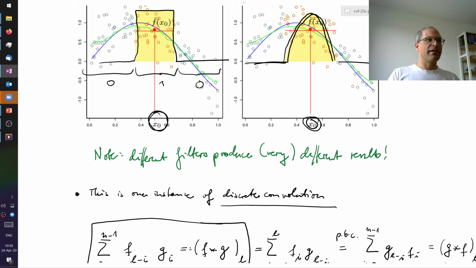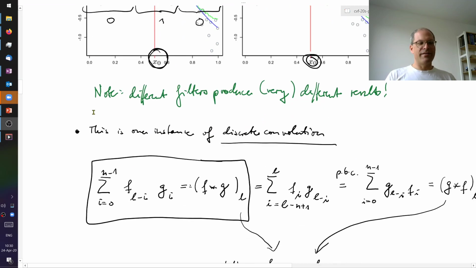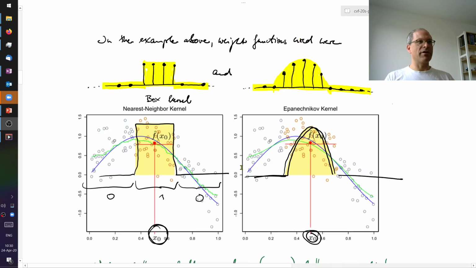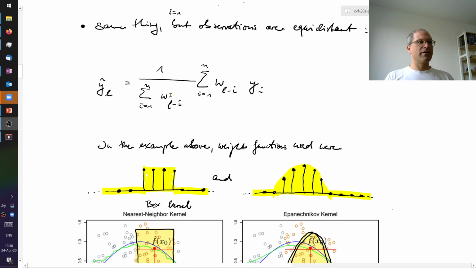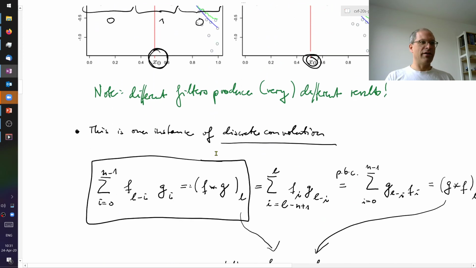All right, now what we have seen, and this is why I talked about this at length, is one example of a discrete convolution. So let's look at this formula again. Ignoring the normalization, what we have is a summation over i, and then there is L minus i indexing here and a plus i indexing there. And this is the hallmark of convolution. So I can write the formula like this.